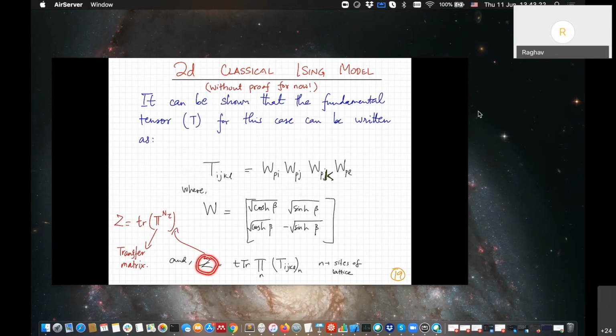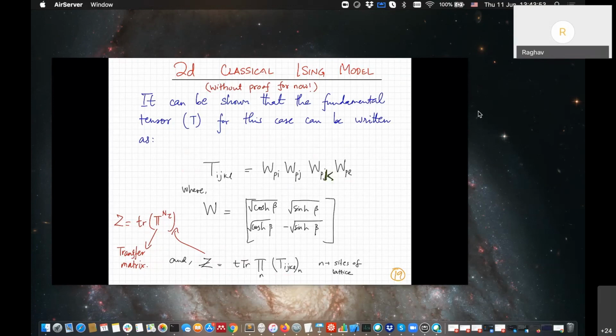The partition function, which is denoted by Z, will be a tensor trace. So this Tr is known as tensor trace. This is for tensors. This is the usual trace. So it is the tensor trace of T_ijkl at each lattice site multiplied. So we'll do the coarse graining and multiply a large number of lattice sites at each coarse graining step. And then eventually we'll take the tensor trace of that object, and that will give us the partition function.